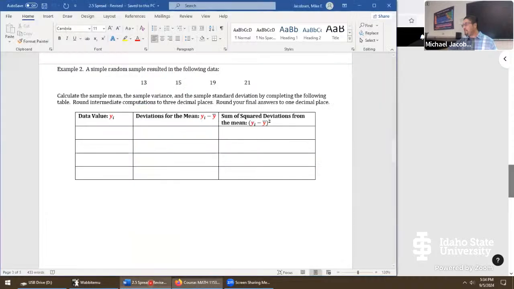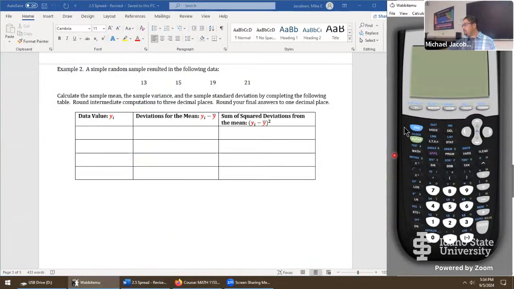Well, this is where we left off then. We are in section 2.5. And this problem right here doesn't seem like it's the funnest one. We have a random sample, 4 pieces of data, and we're going to calculate the sample mean, sample variance, sample standard deviation by hand. Now, why would we do that when we have a calculator right here?